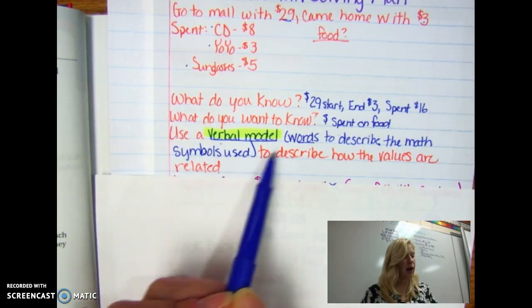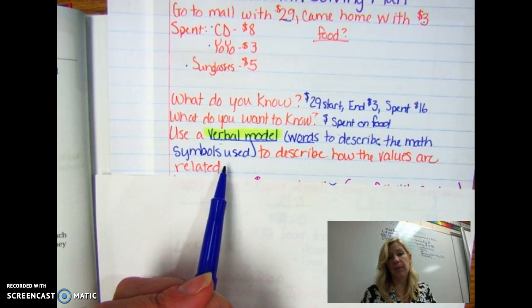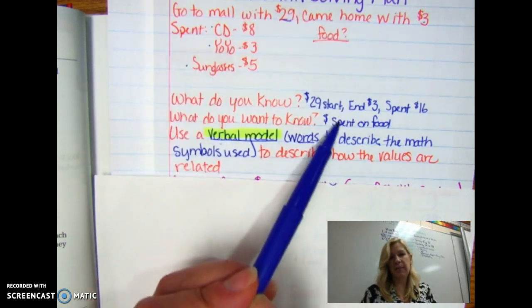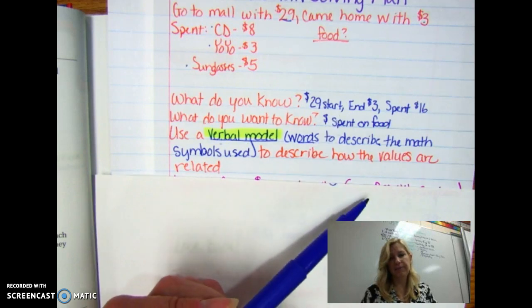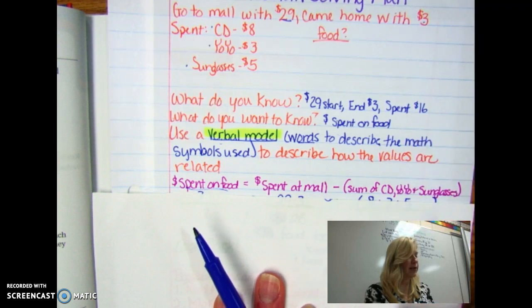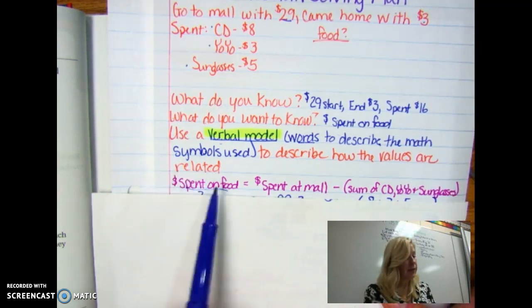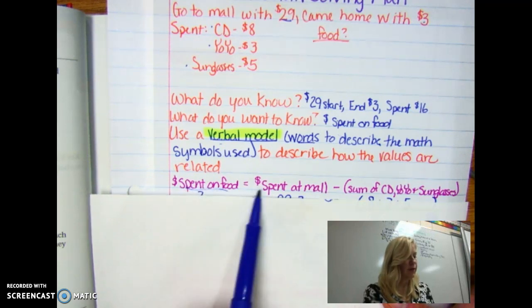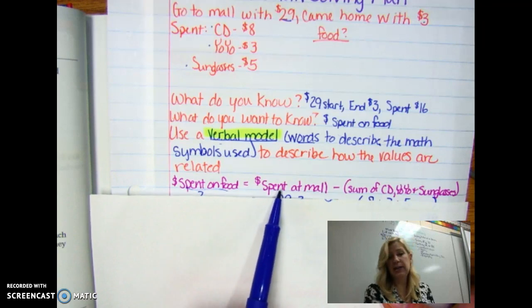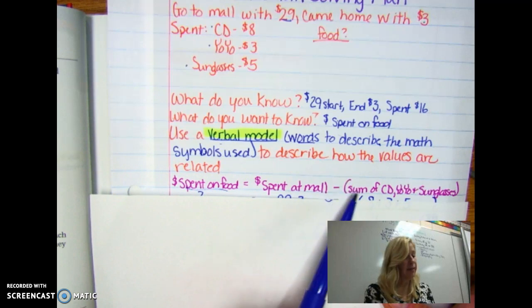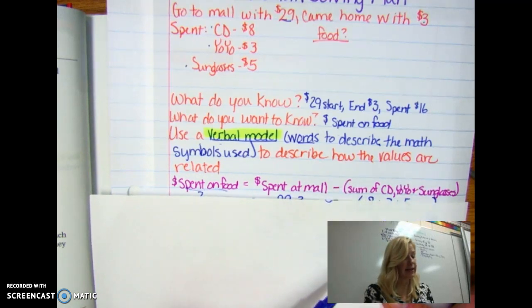Well, a verbal model is words that describe the math that we're about to use, and then they describe the relationship of these numbers that we just talked about up here. So let me show you what that looks like. I'm using words to make a plan. I'm going to have the question mark at the end. That's what I want to find, the equals. So the money I spend on food is equal to the money spent at the mall minus the sum of the CD, yo-yo, and sunglasses.